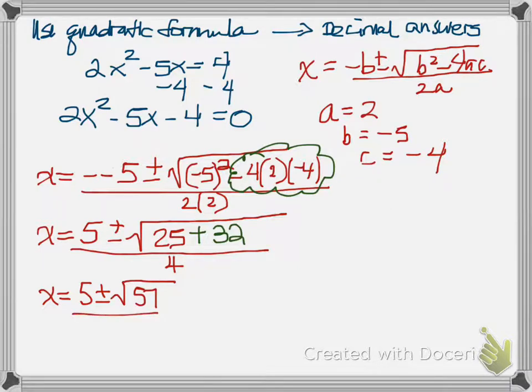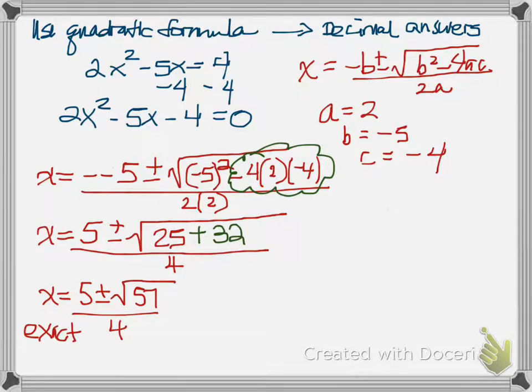57 divided by 4. Okay, and I want to stop right here for just a second. You're going to need to pay close attention to what the directions say. If the directions at this point said, I want exact answers, that would be the solution. This is the exact answer right here, because I can't simplify the square root of 57. There's no factors of 57 that are squares. So I would be done. That's what I would put in.